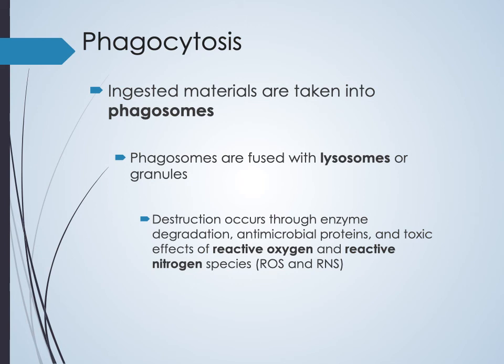So as I mentioned, the material that's taken in gets put into a phagosome. So again, another term to remember. A phagosome is a vesicle that contains the pathogen that is then going to fuse with the lysosome. Lysosomes are where our digestive enzymes are, and so it's through enzyme degradation, also the production of antimicrobial peptides, and then we also have a lot of reactive oxygen species and reactive nitrogen species that are present in that phagolysosome, so that allows for the pathogen to be destroyed.